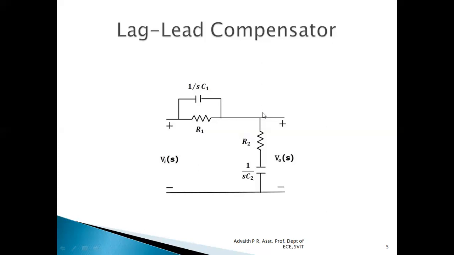So our lead lag compensator or lag lead compensator is a combination of both lag compensator network and lead compensator network. This circuit looks similar to both lag compensator as well as lead compensator, which are cascaded together. So the transfer function of this circuit will be the product of transfer functions of the lag compensating network as well as lead compensating network.